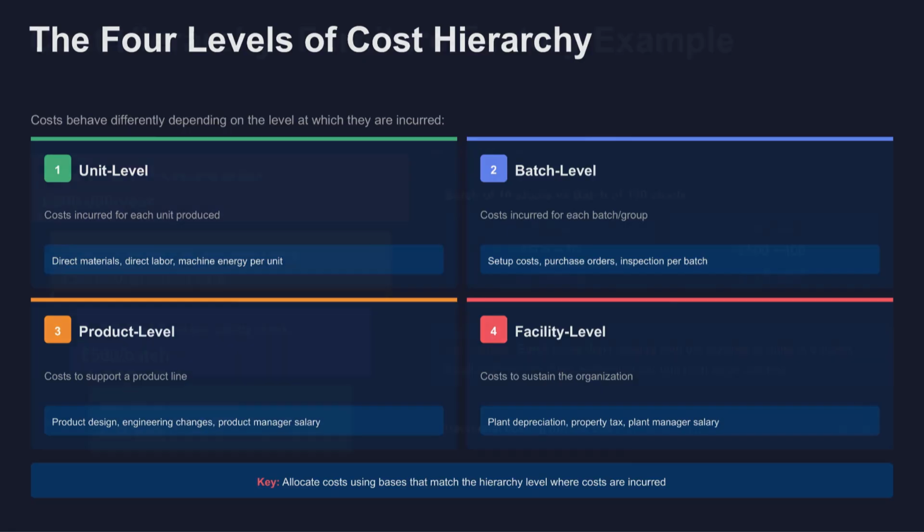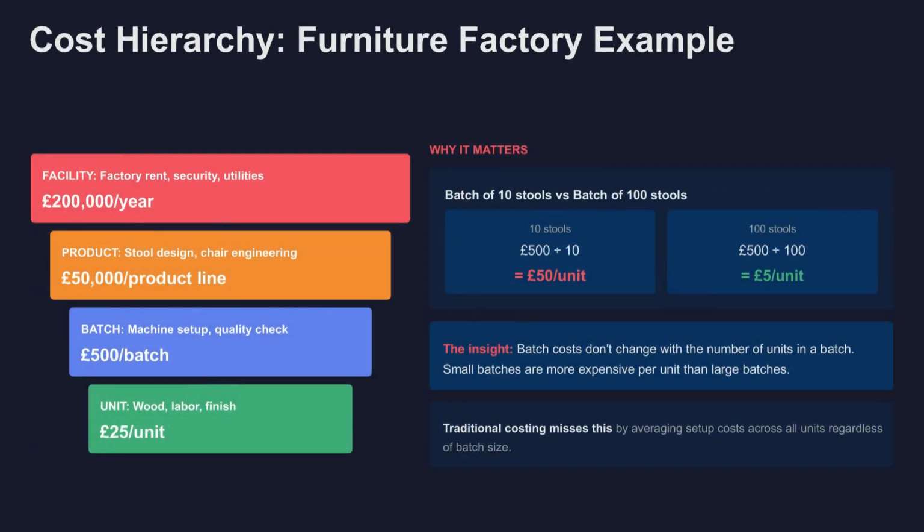This slide illustrates a furniture factory's cost hierarchy with facility, product, batch, and unit costs. It explains how batch setup costs affect unit pricing, showing that larger batches lower the per unit expense while small batches drive up costs, revealing limitations in traditional cost methods.